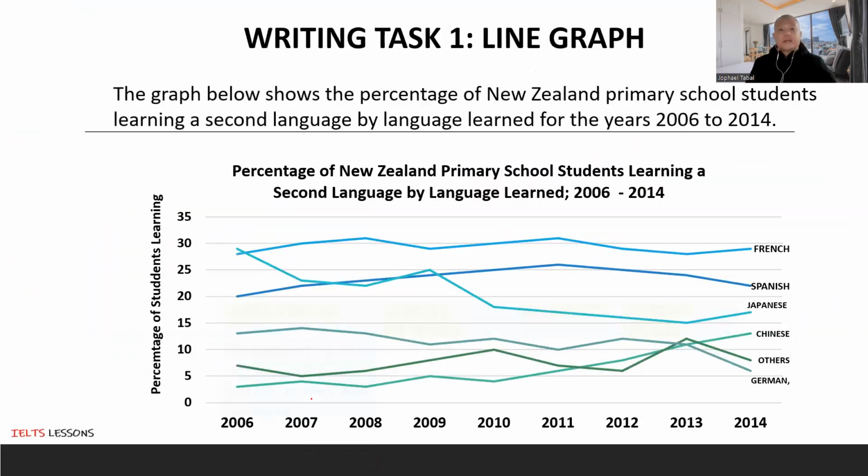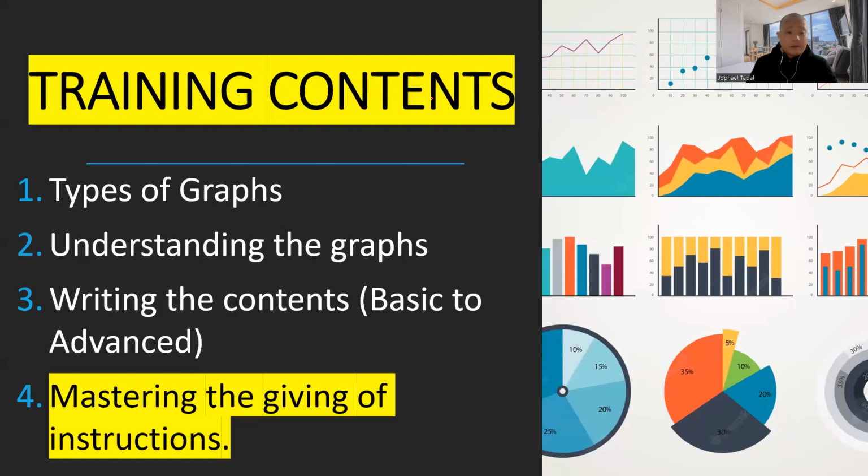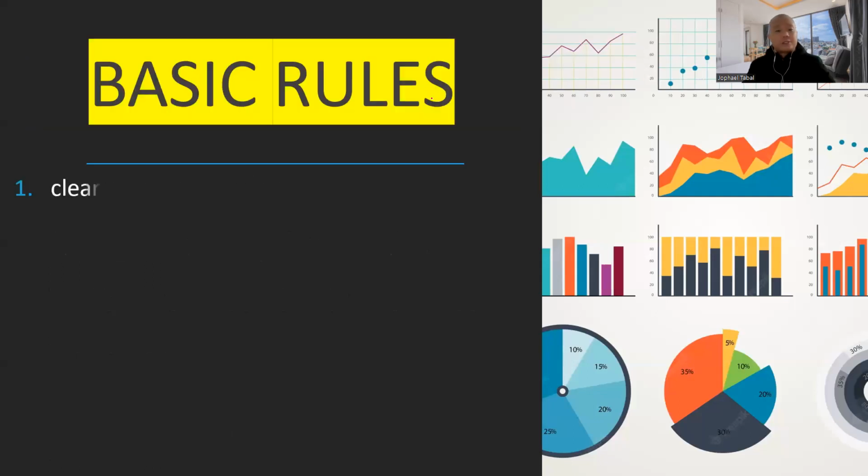So that's it. Now for the graph, we have here the useful phrases to start a graph, and we're using complex sentences, referencing, and cohesive devices. Okay, now going back, let's just skip this.